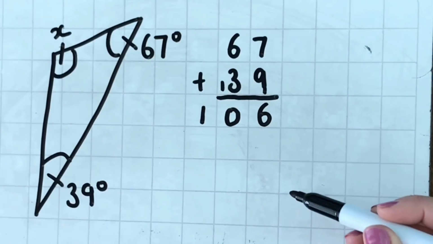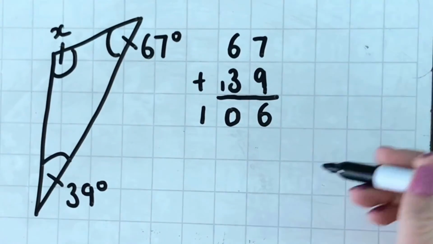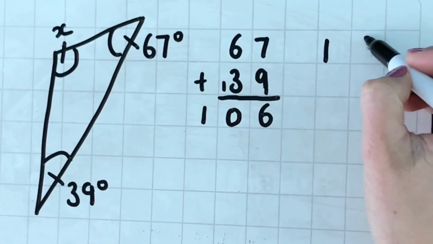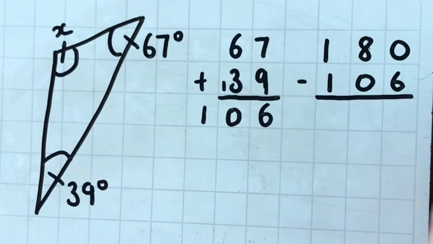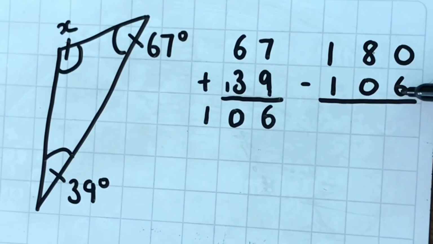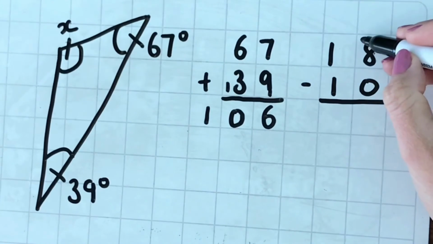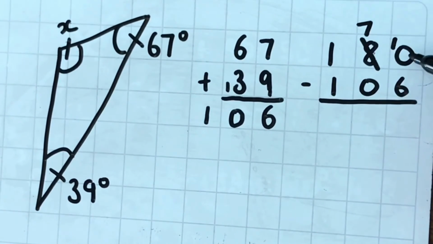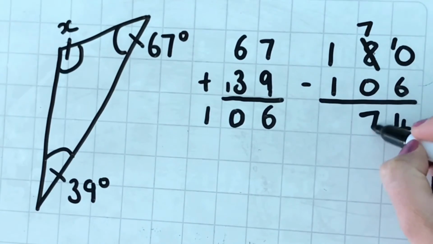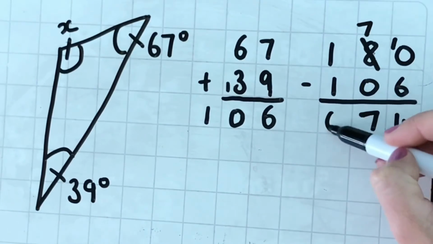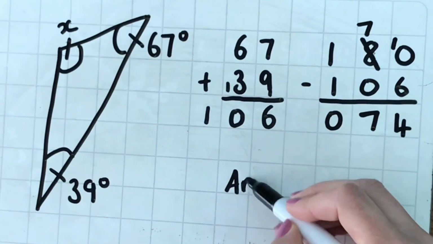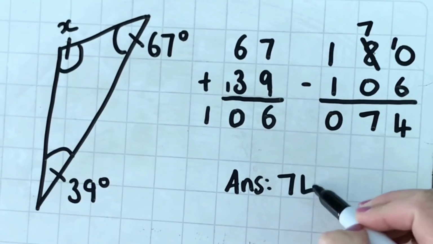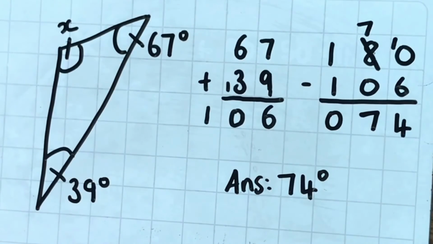Step number two is to take that away from 180. So again, if you wanted to use your formal method, make sure everything's in its correct columns. 0 take away 6 you can't do. So you're going to go to your tens. That leaves you with 7 tens, bring 1 ten over. 10 take away 6 is 4. 7 take away 0 is 7. 1 take away 1 is nothing. So that gives you an answer of 74 degrees.